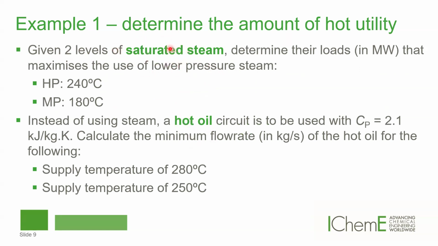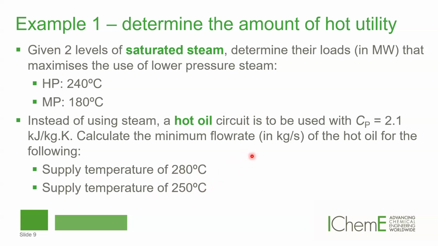Under the steam option, we have two types of steam: the high pressure and the medium pressure steam. The high pressure steam is at 240 degrees Celsius, while the medium pressure steam is at 180 degrees Celsius. On the other hand, our other option is using hot oil, and given here is the CP of the hot oil. What we need to determine is the minimum flow rate of the hot oil at these two supply temperatures, 280 and 250 degrees.